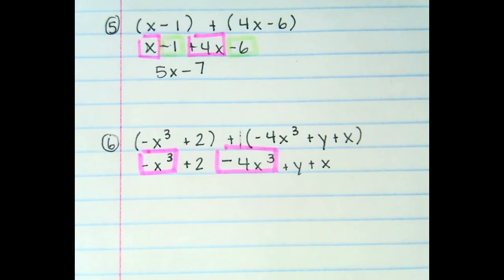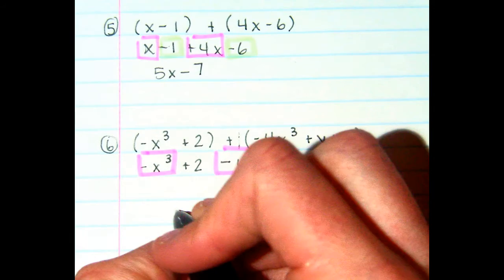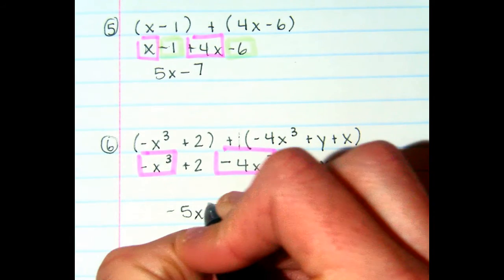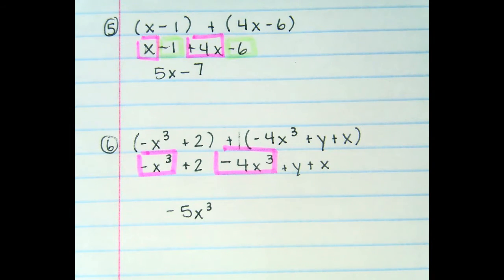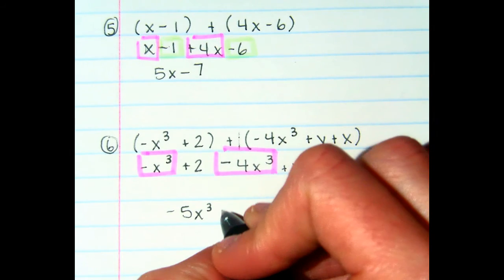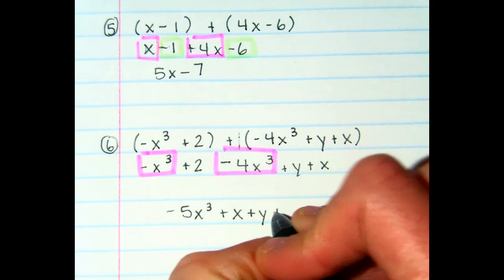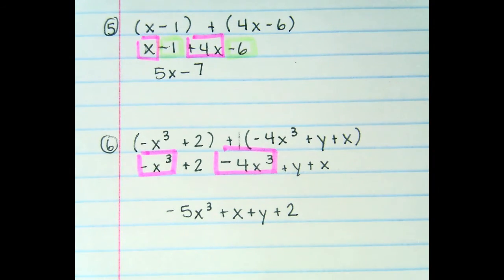Okay, what is negative x to the third and negative 4x to the third? Do we have any more like terms? There are no more like terms, so we just have to bring things down in order then. What comes first? 2y or x? X. Then what? Finished. So combine what you can, and then bring everything else down in the order that it should be in standard form.